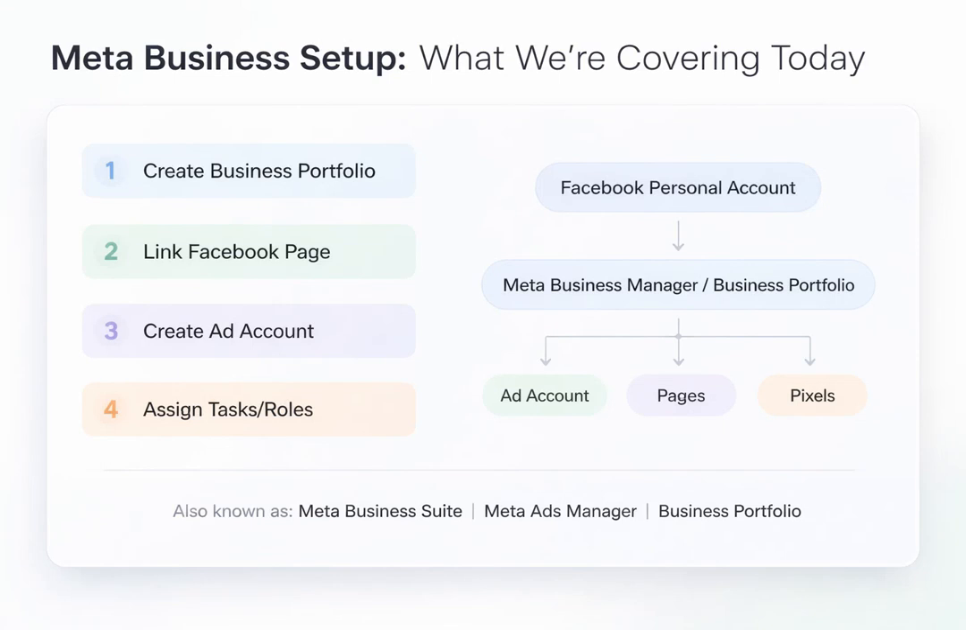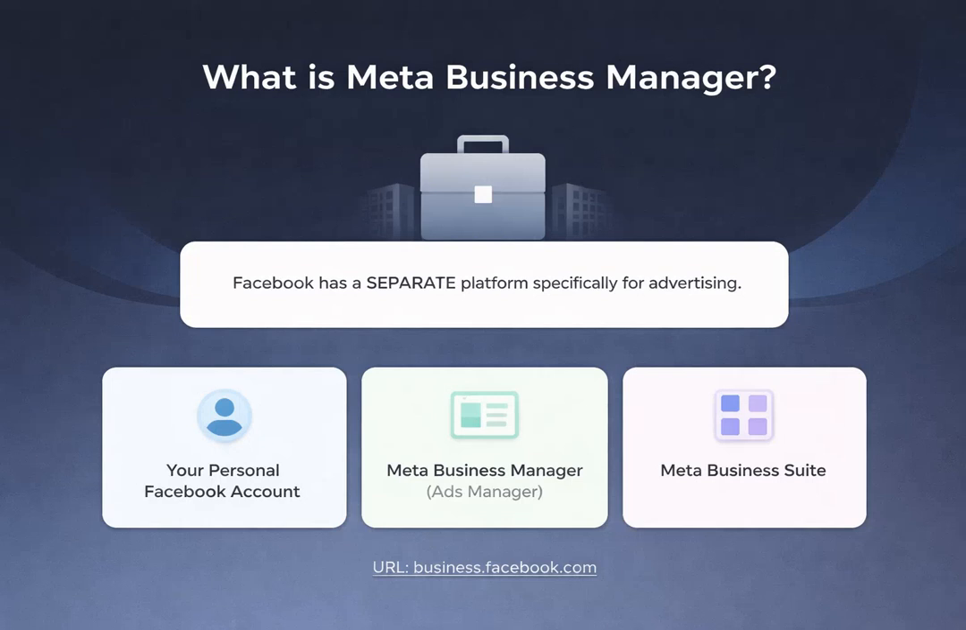Picking up right where we left off, today's session is all about setting up Meta for advertising. The instructor lays out a clear 4-step roadmap for what we're going to accomplish. First, we create the business portfolio. Second, we link the Facebook page to it. Third, we create an ad account inside it. And fourth, we assign tasks and roles to team members. It's important to understand that these steps build on each other, so we're going to go through them one by one in order. So what exactly is Meta Business Manager?